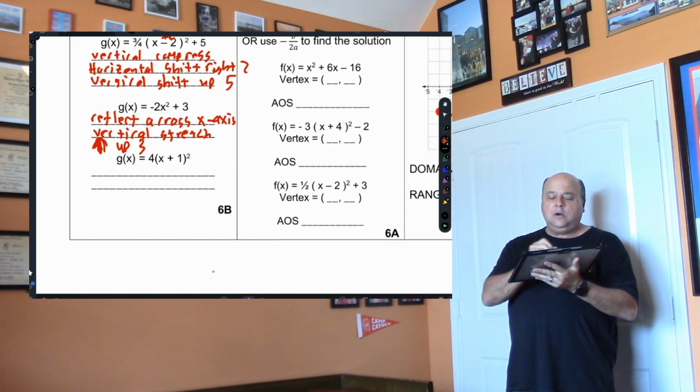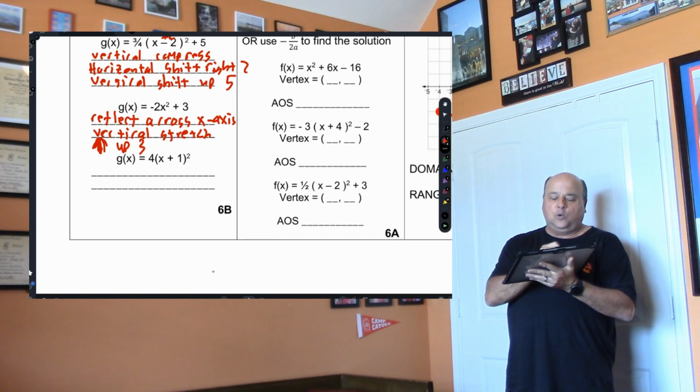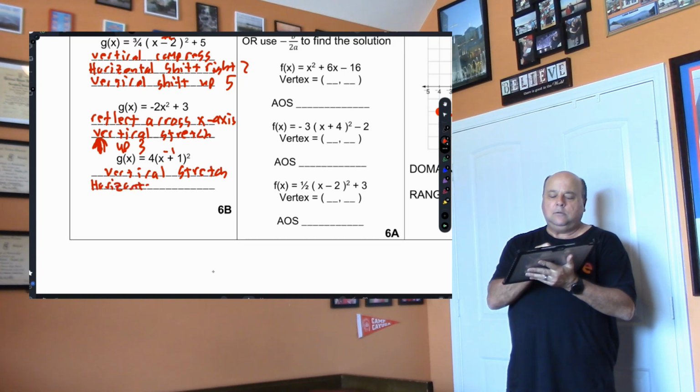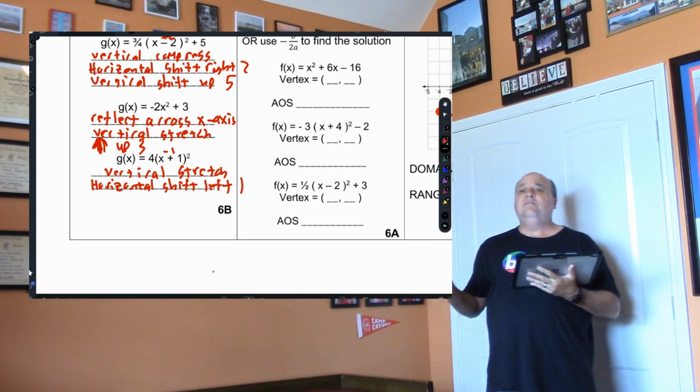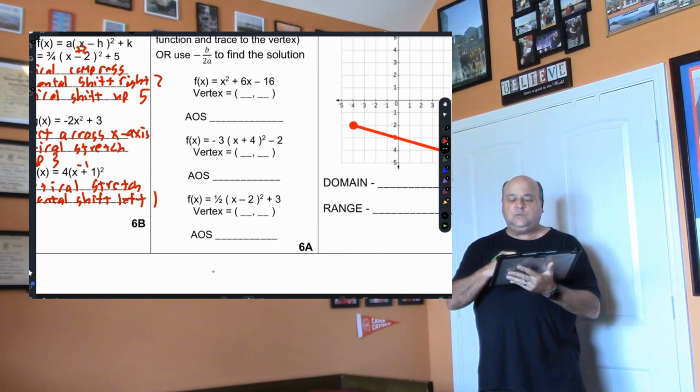The next one right here, there's a parentheses right here, but there's no up or down, is there? So the 4 is going to be a vertical stretch because it makes it thinner. And the plus 1, the opposite of that's minus 1. That's a horizontal shift left 1. Fun, fun, fun. Let's go to the next one.